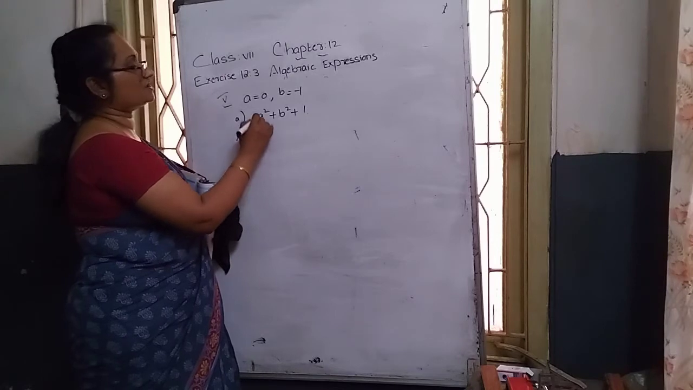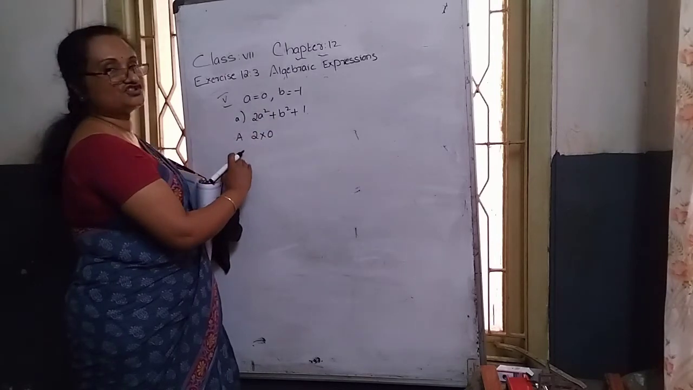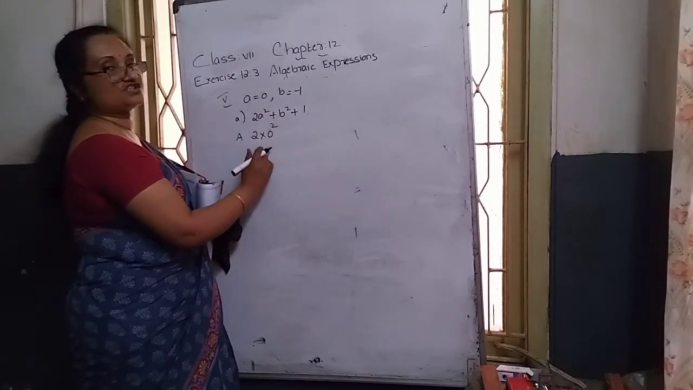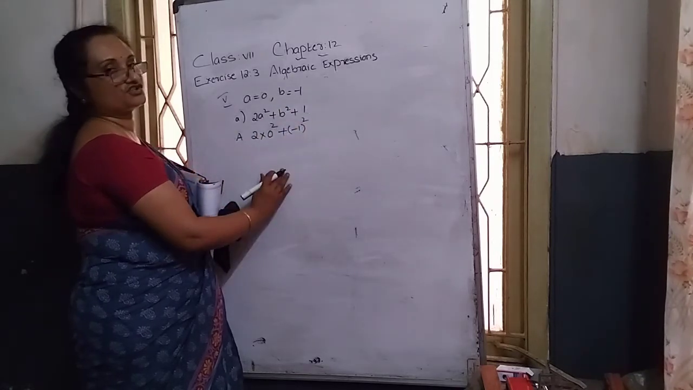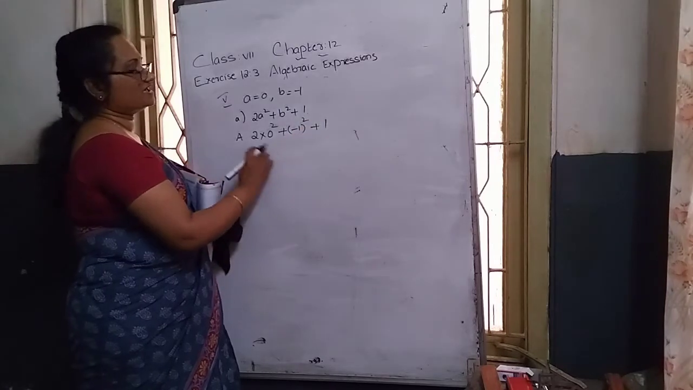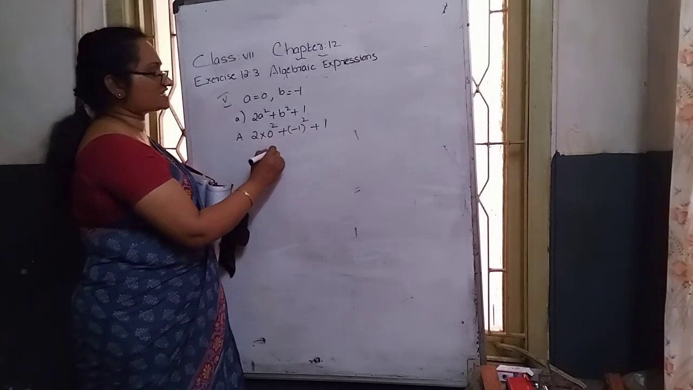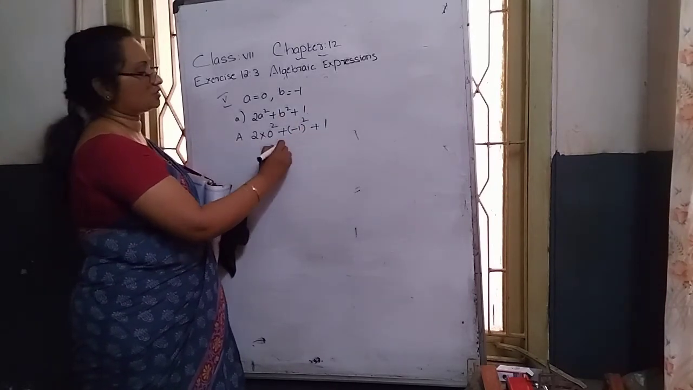2A square, 2 into A value square. A value is how much? 0. Power is how much? Square. Plus B value is minus 1. Power is how much? 2. Plus third term becomes 1. Any number multiplied with 0, what is the answer? Always it becomes 0 only.